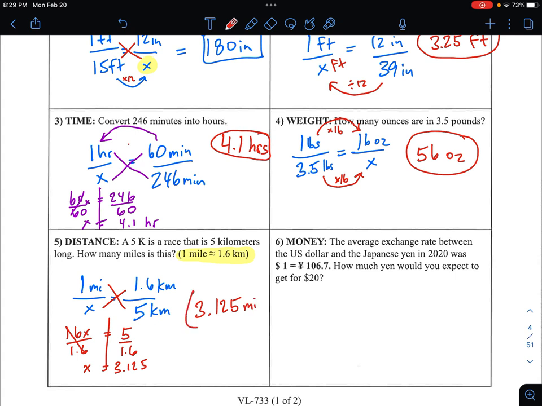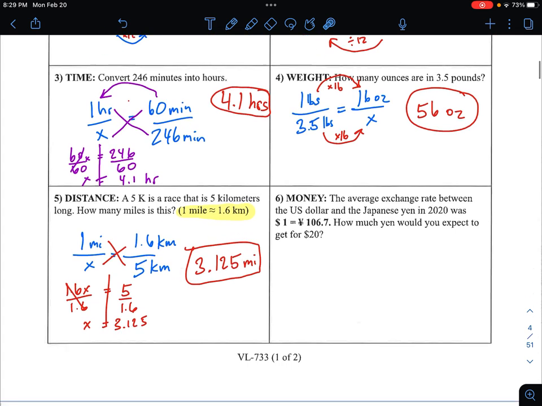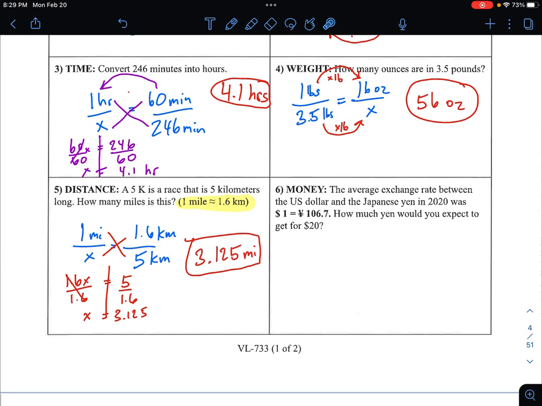miles. And if they want you to round it to one decimal place, we could say it's 3.1. If we want to round it to a whole number, it would be 3. If it's 2 decimal places, we would say 3.13, because 5 makes this go up. But, 3.125 seems fine. All right, question number 6.